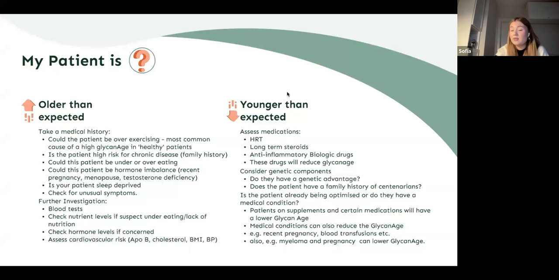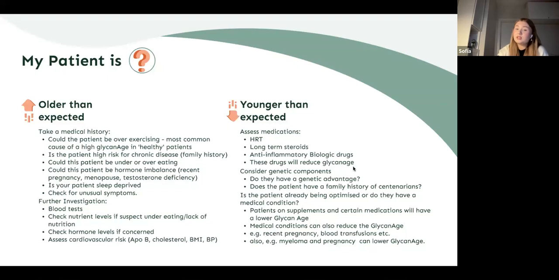So in another case, if our client is younger than expected, we need to see, is that a reflection of their amazing lifestyle, or is that a reflection of something else? So we would first assess medications they're taking. Are they taking HRT? Are they maybe on long-term steroids? Are they maybe taking anti-inflammatory biologic drugs? So all of these drugs will reduce GlycanAge, but this is not a reflection, again, of a healthy lifestyle, but this is a reflection of the drug doing its job.